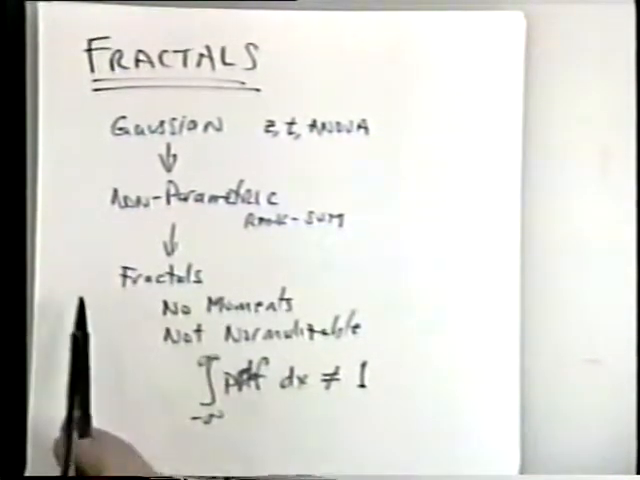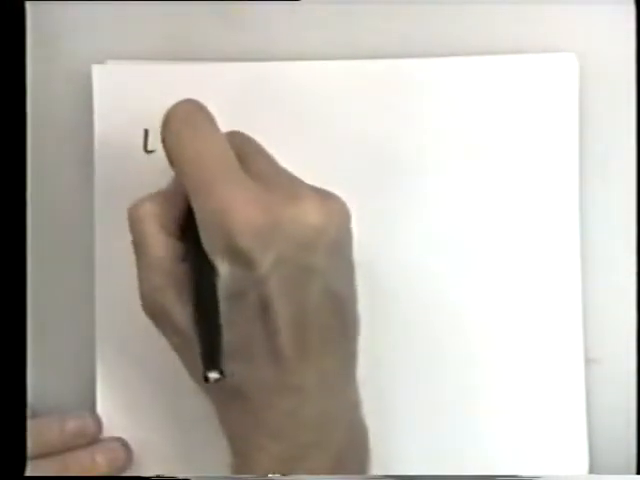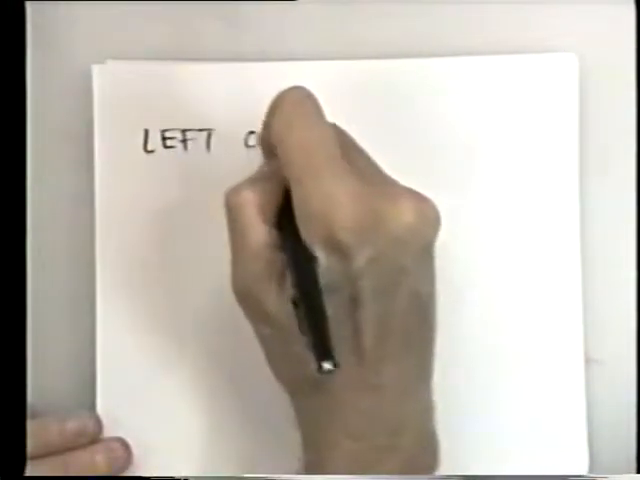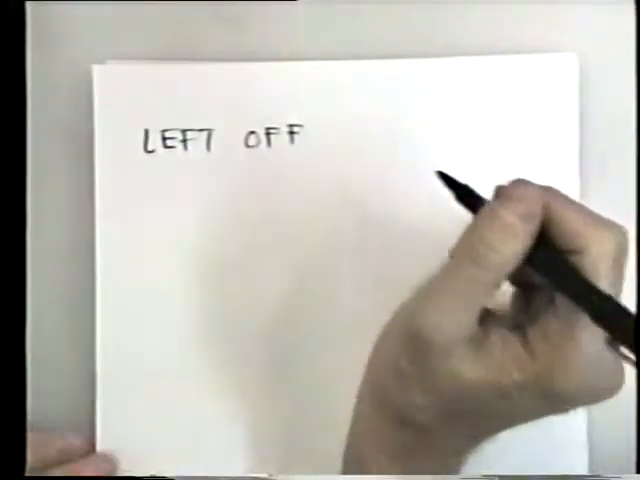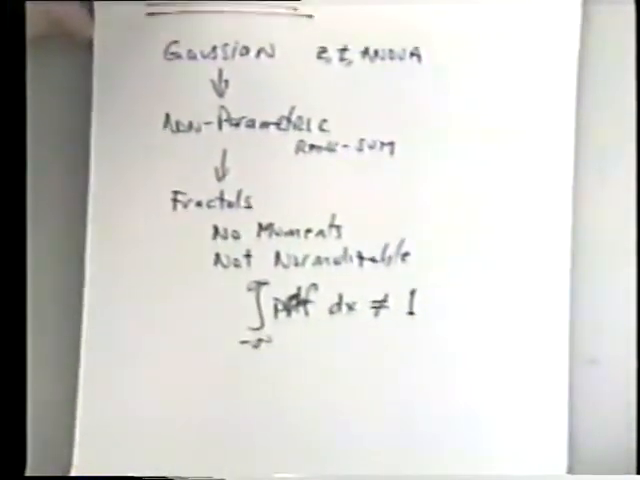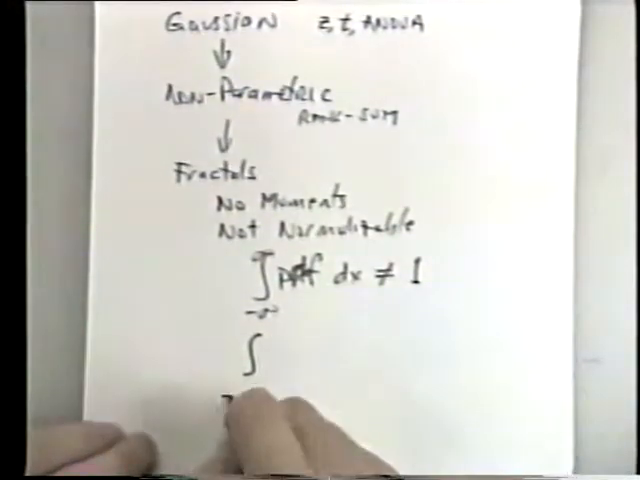So let me say where we left off last time in fractals, and then we'll continue at that point. Where we left off last time. Well, what? Oh, sorry. No, that's okay. Normalizable took a lot to... Okay, sorry.